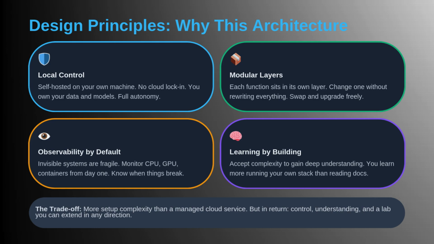Observability by default is the third principle. If you can't see what the system is doing, you can't safely evolve it. Monitoring is built in from the start, not bolted on at the end. The trade-off is obvious. This setup is more complex than using one managed cloud service with a single AI button. But in exchange, you gain a deep, practical understanding of how the parts fit together, and a lab you can extend in many directions over time.